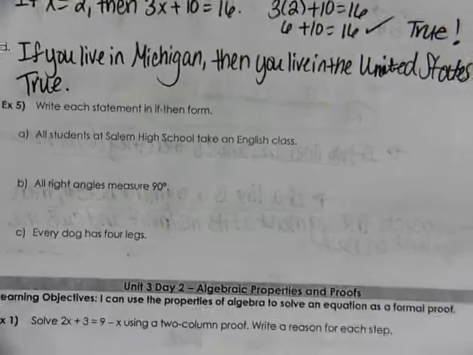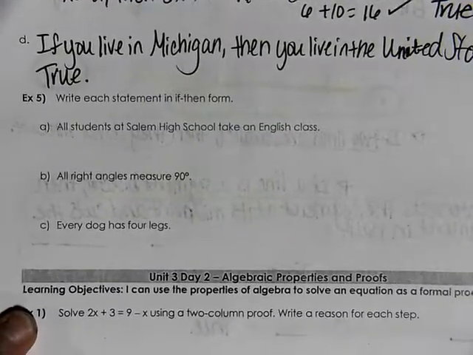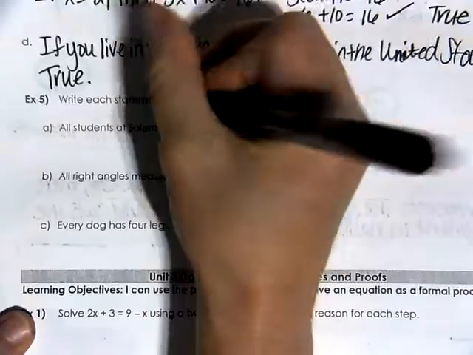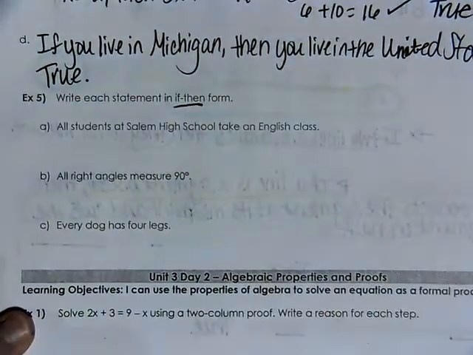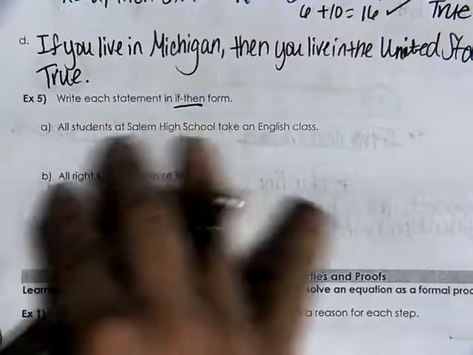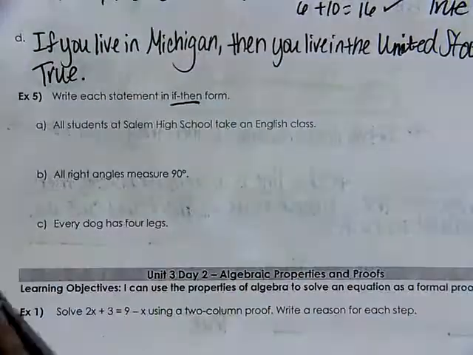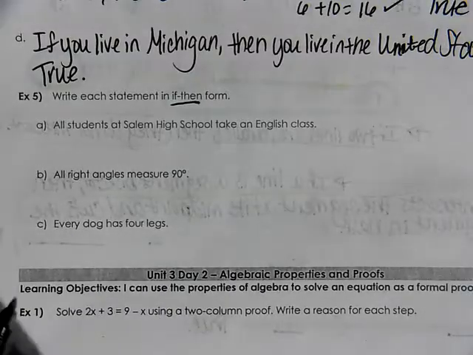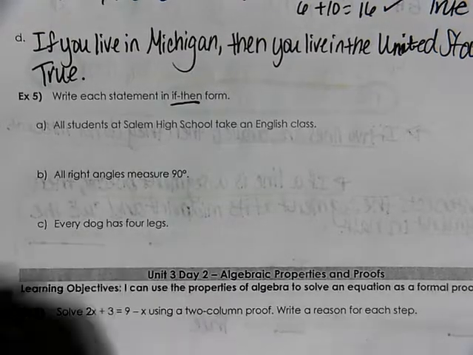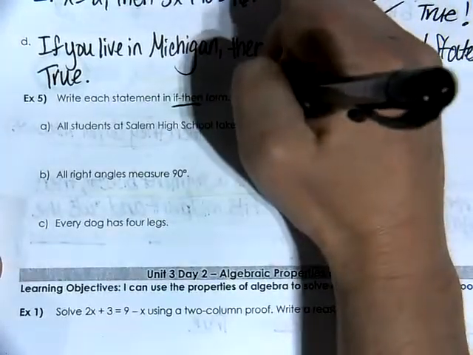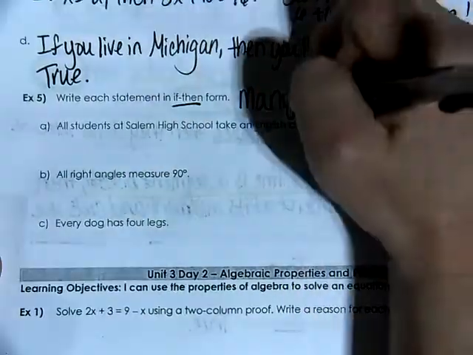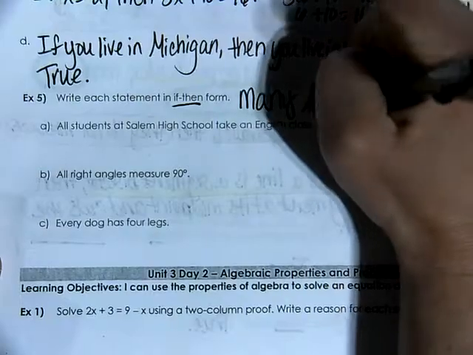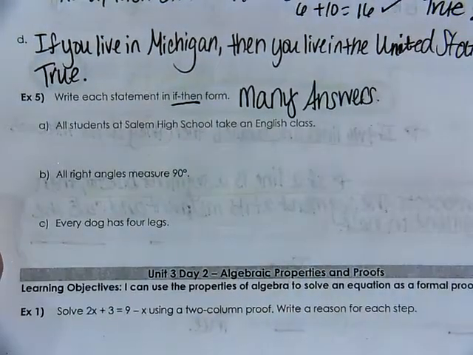Let's go ahead and look at example number 5. It says, write each statement in if-then form. So what you have to do is look at these statements and decide what the subject is and what the predicate is going to do. What's going on here? And there's a lot of variation. So there's many ways to answer these questions or rewrite these problems. So there's many answers. You just want your answer to make sense.